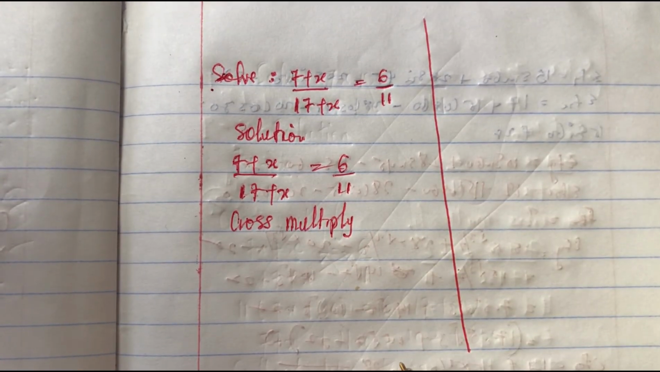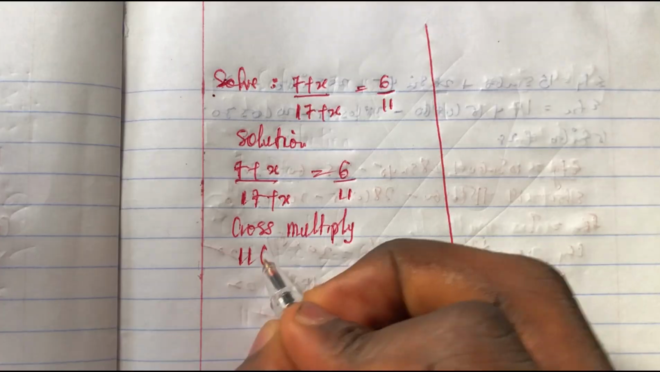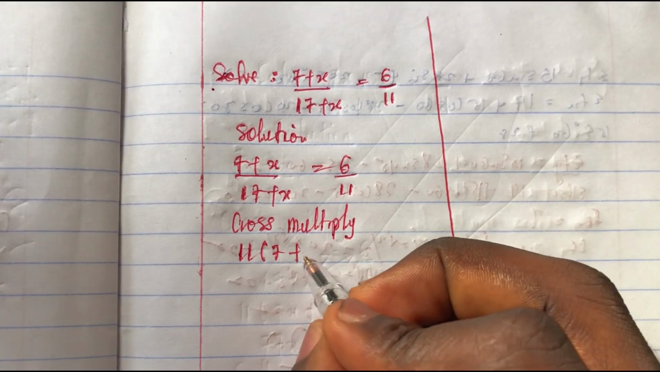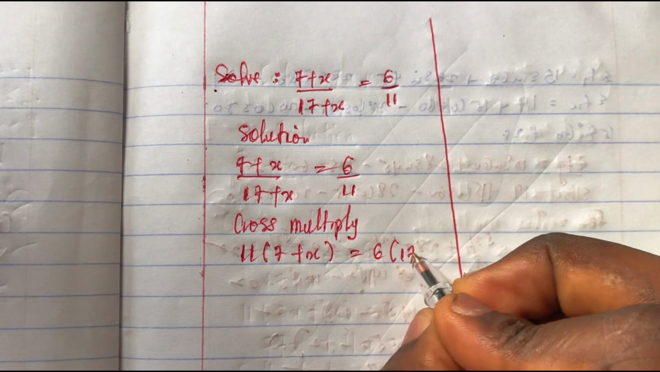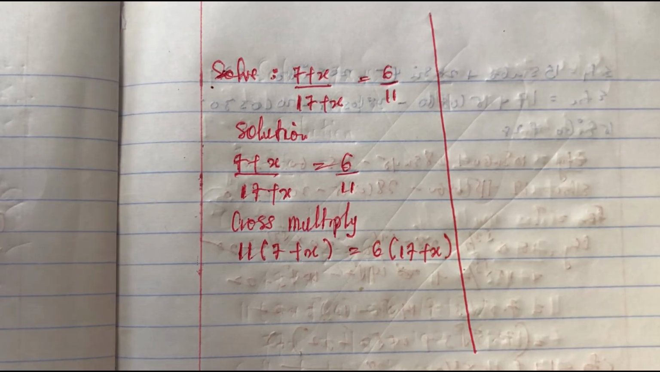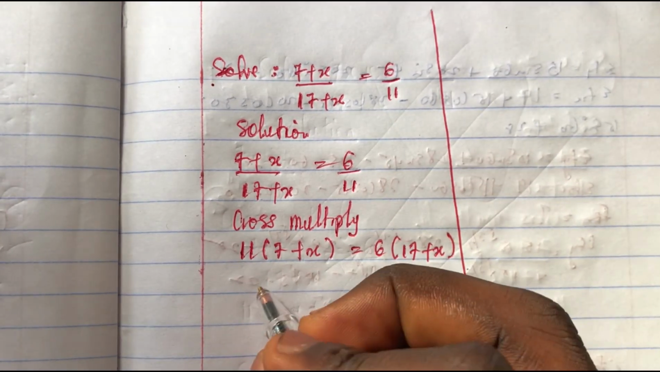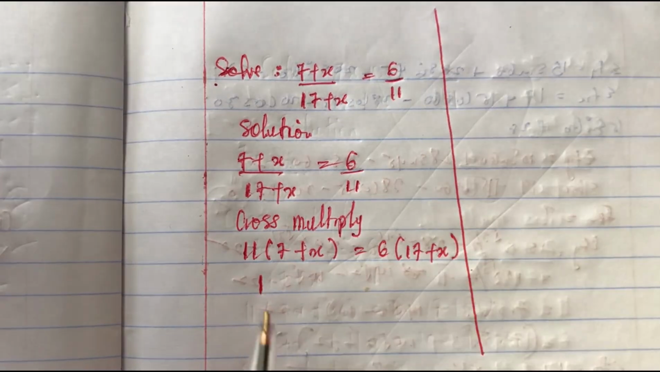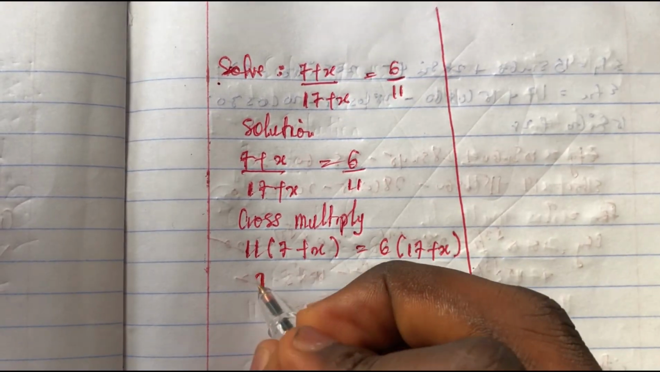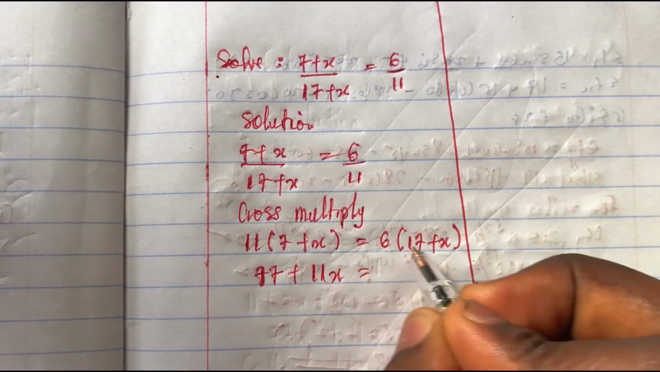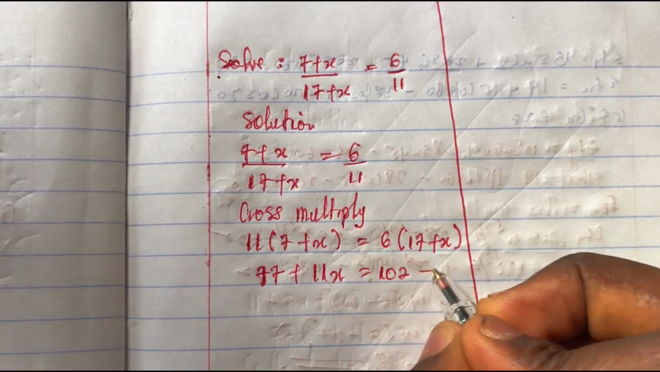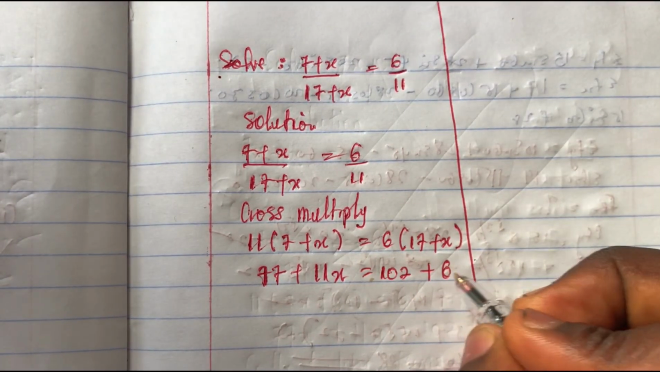So 11 times this, we have 11(7 + x) = 6(17 + x). So next we expand. 11 times 7 is 77, so we write 77 plus 11 times x, 11x, is equals to 6 times 17, which is 102, plus 6 times x is 6x, like this.